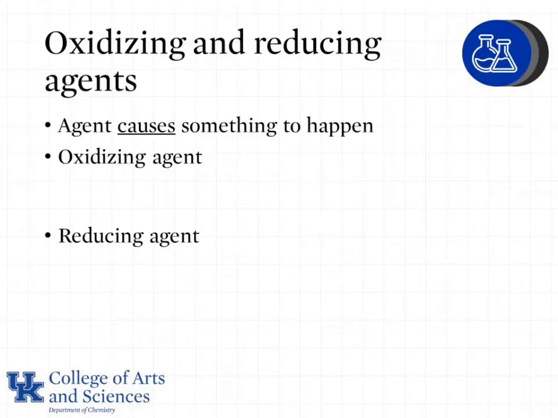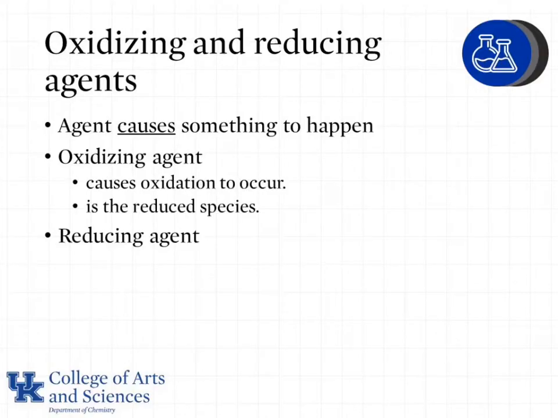When talking about redox reactions, we talk about the species that is oxidized and the species that is reduced. But we also talk about the oxidizing and reducing agents. And the agent causes something to happen. The oxidizing agent causes oxidation to occur and itself is the reduced species.